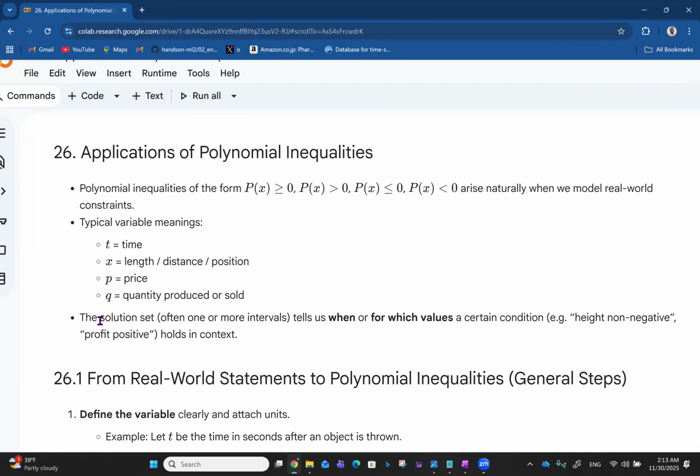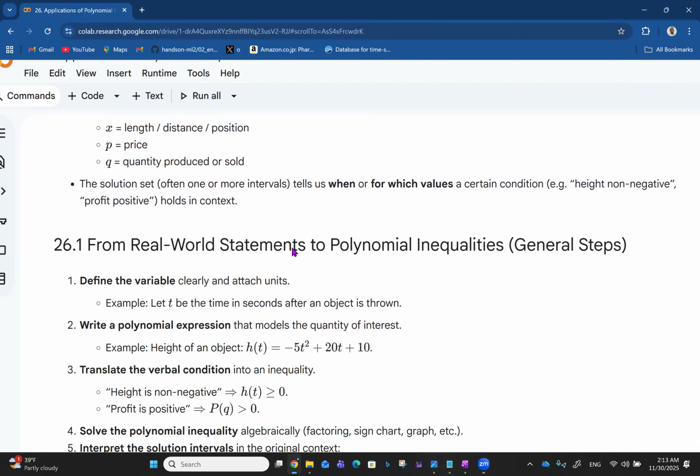Or in commerce, the solution set, often one or more intervals, tells us when or for which values a certain condition, e.g., height, which is not negative, or profit, which is positive, holds in context. So in as much as we can get all mathematical solutions of whatever we are describing, we need to pay attention to the idea of non-positivity when we are thinking of things like time, length, price, and quantity.